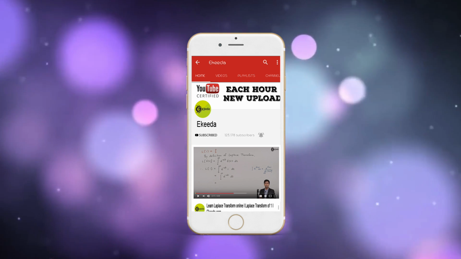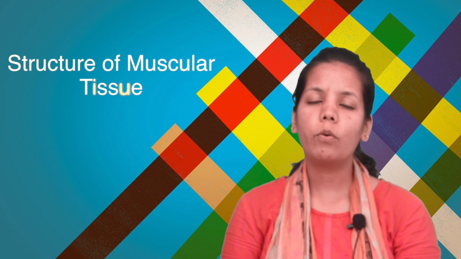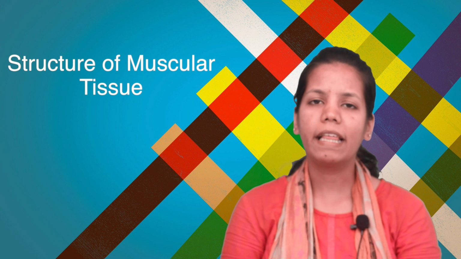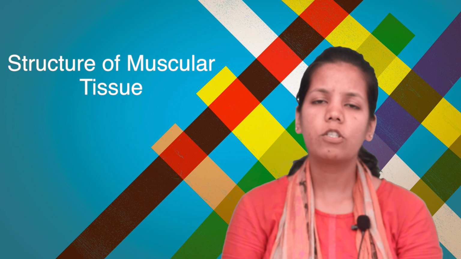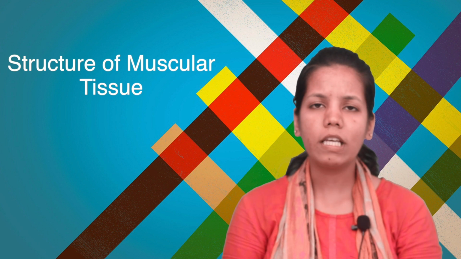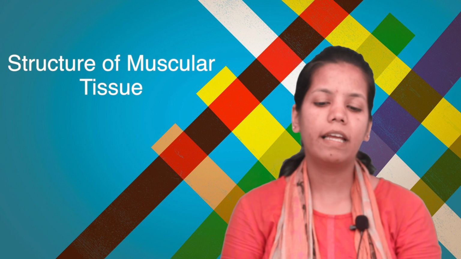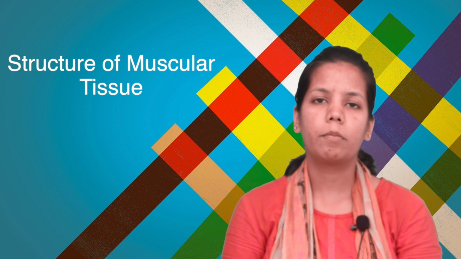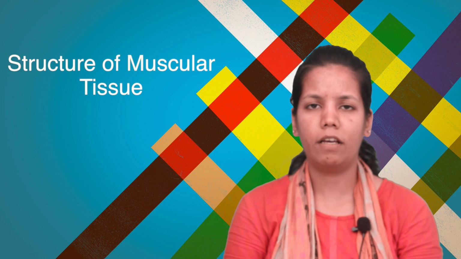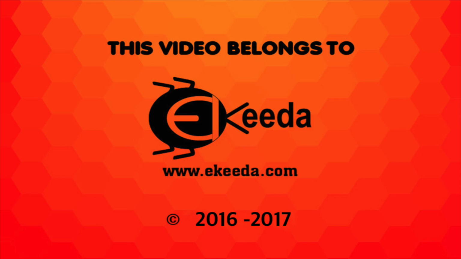Hello students, today we are studying the chapter Study of Animal Tissue. In that we are studying the topic Structure of Muscular Tissue. Now muscular tissue is specially made up of thin elongated cells which are termed as muscle fibers. And what else is present in muscular tissue? Let's study and find out about them today.